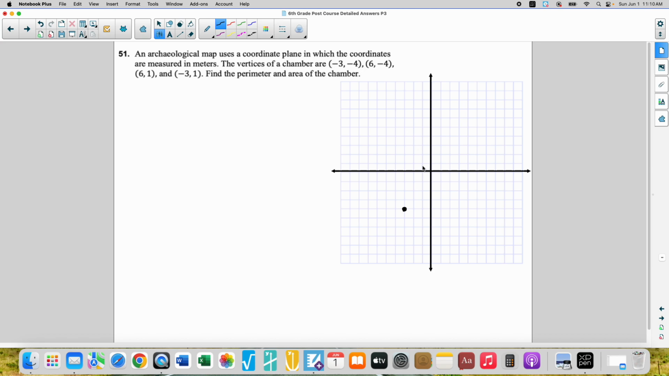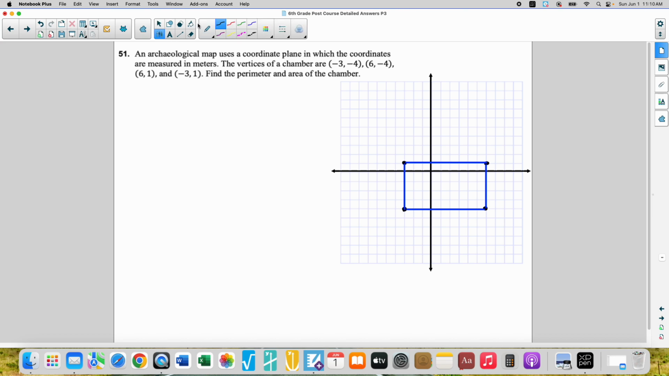And then 6, -4. 1, 2, 3, 4, 5, 6. 1, 2, 3, 4. Okay. And then 6, 1. And then -3, 1. So we have that is our chamber. Let's connect the dots. That was a horrible connecting of dots. And let's fix that one. Boom. All right, so that's our chamber.